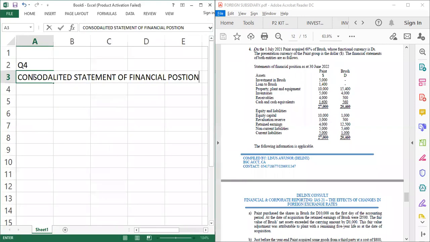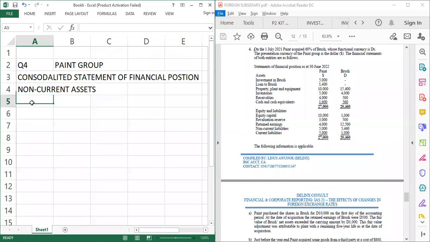Okay, question 4. Then you put at the top Paint Group, consolidated statement of financial position as at the date. You put a date there. Then the first thing is that you start with the non-current assets. Non-current assets. And the first one is what? What is the first non-current asset there?